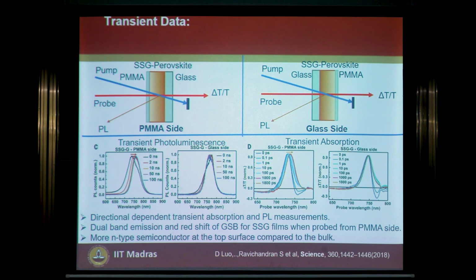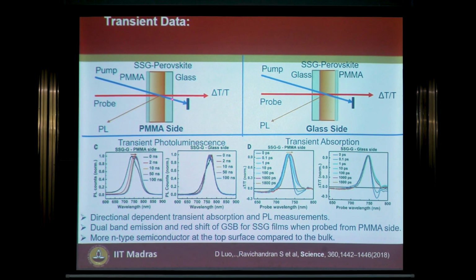But the question was, have you only changed the surface, or has the overall bulk changed? Because it's again a solution process technique. So that's an important question which people ask. What we have come across is we just used our transient technique, but we did direction dependent transient. For example, both time resolved PL and time resolved absorption measurements have been done with direction dependence. For example, this is a system where this is a PMMA side and this is a glass side. That is where your bulk is and this is where your surface is.